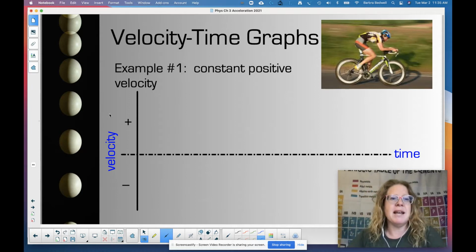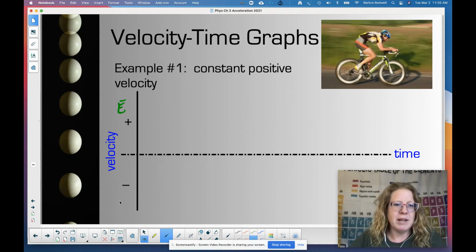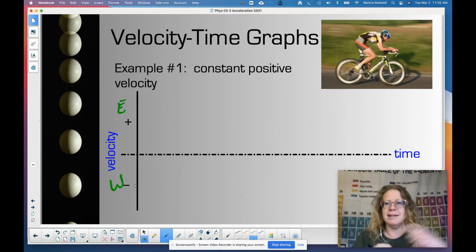In this particular case, let me get my pen going here. Maybe we're going to say that this direction is east, and this direction over here is west. The way the cyclist is facing, west is the other way. Again, positive and negative velocity.